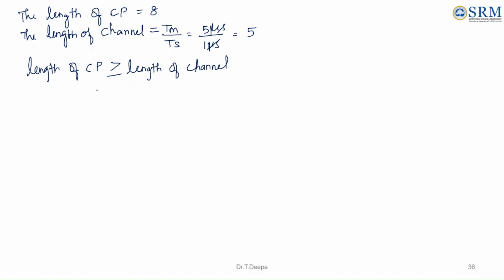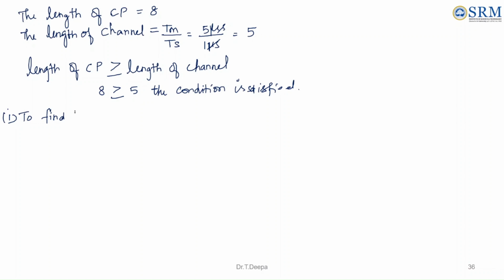So now this is the condition. Now we'll substitute 8 greater than or equal to 5. So the condition is satisfied. So now let's proceed. Satisfied. So now we first find the subchannel bandwidth.